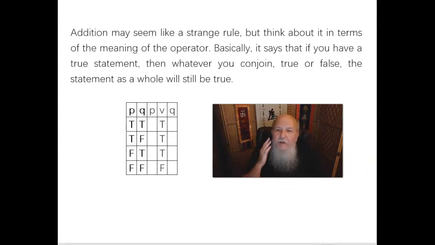Now, addition may seem like a strange rule. It almost seems like pulling a rabbit out of a hat. I could just put a V and put whatever I wanted on the other side. But think about it in terms of the meaning of the operator. Basically, this rule says that if you have a true statement, then whatever you join, true or false, the statement as a whole will be true. So if P is true, then it doesn't matter. Or if Q is true, you can add whatever you want and the truth value will be preserved, which is really what the rule is all about. And again, you could do a truth table and prove this to yourself if you're doubting me.